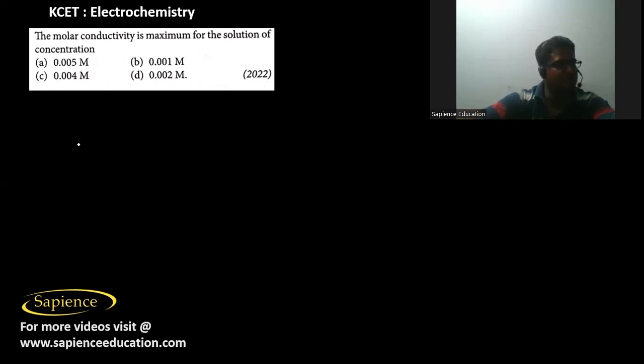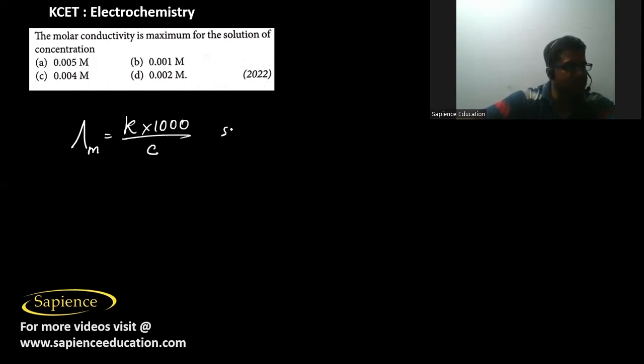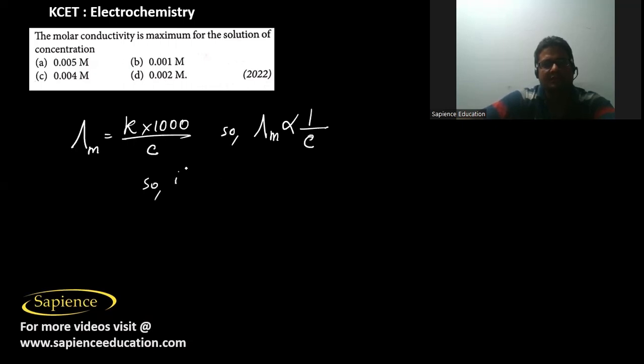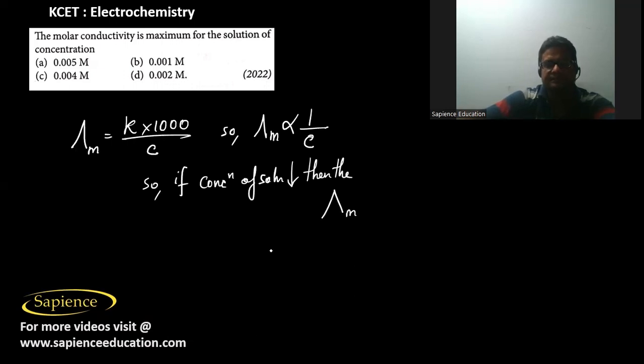Now, the molar conductivity, as you know, is given as the specific conductance into 1000 by the molar concentration. So it means that the molar conductivity is inversely proportional to the molar concentration of the solution. So it means that if the concentration of the solution decreases, then the molar conductivity increases.